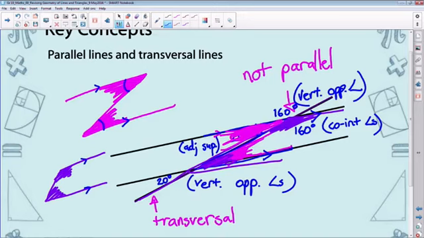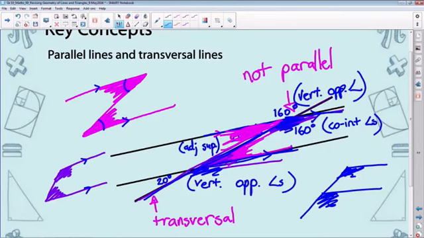And the last one is a corresponding angle, and now it is looking extremely gorgeous. There's some blue, and there's some blue, which gives us an F shape that looks like that. And there we go, and there we go. And they are only equal to each other because those two lines are parallel.